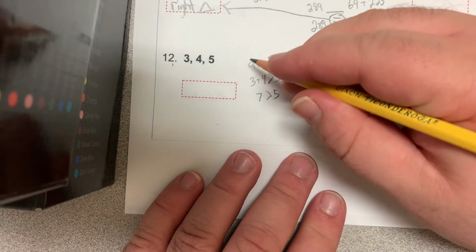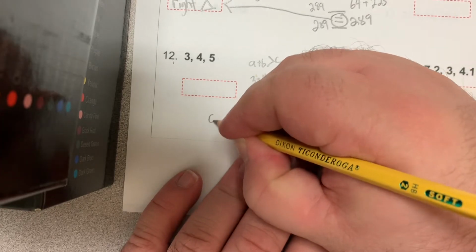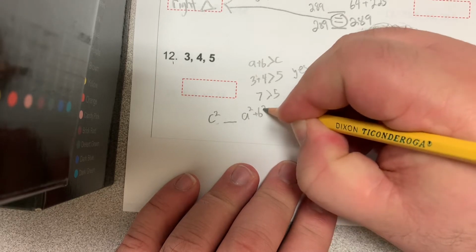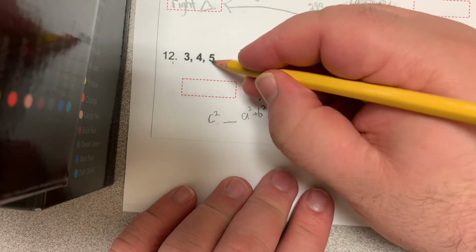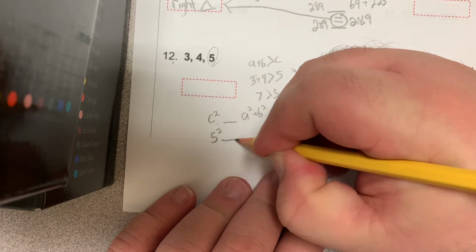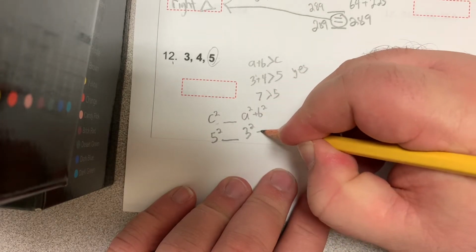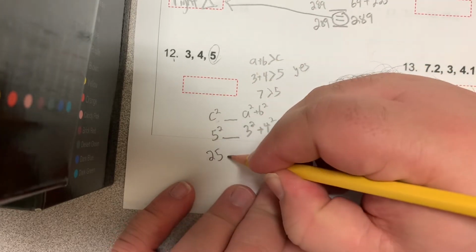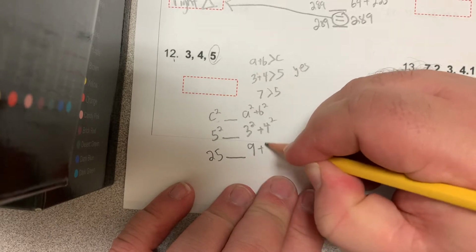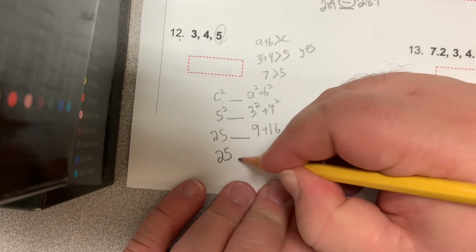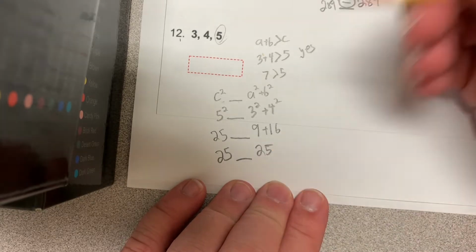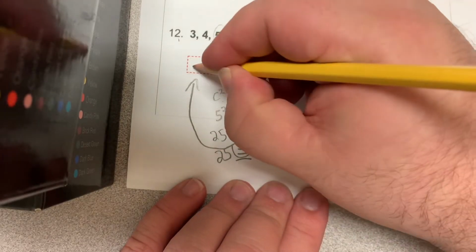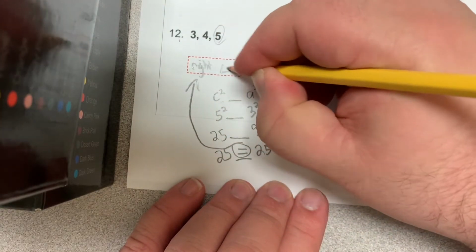Down here, again, we're going to use C squared, and we're going to compare that to A squared plus B squared. Well, C, again, the biggest number, is 5. A is 3, and B is 4. So I'm going to square everything. I get 25, 9, and 16. Now I knew about this one. And it is, again, equal. Man, so again, because it's equal, it is a right triangle.